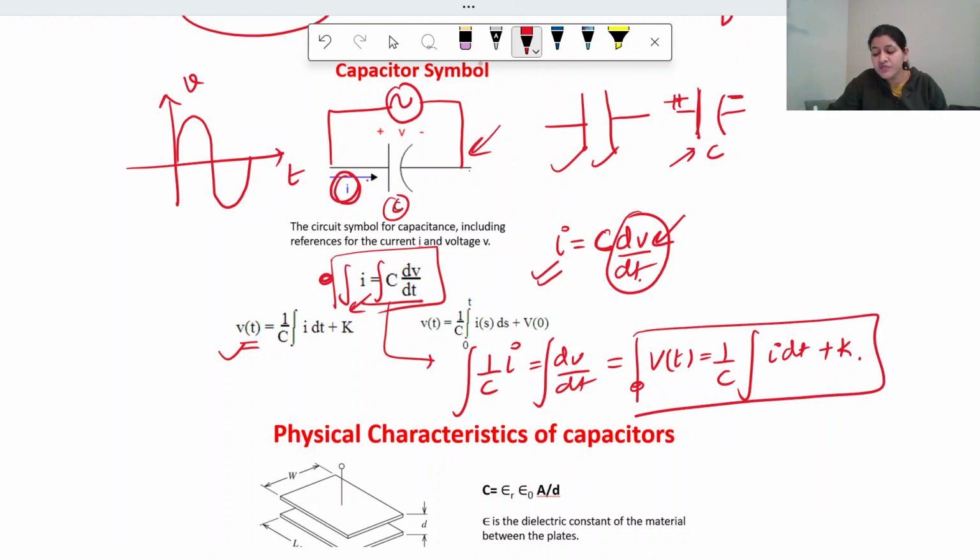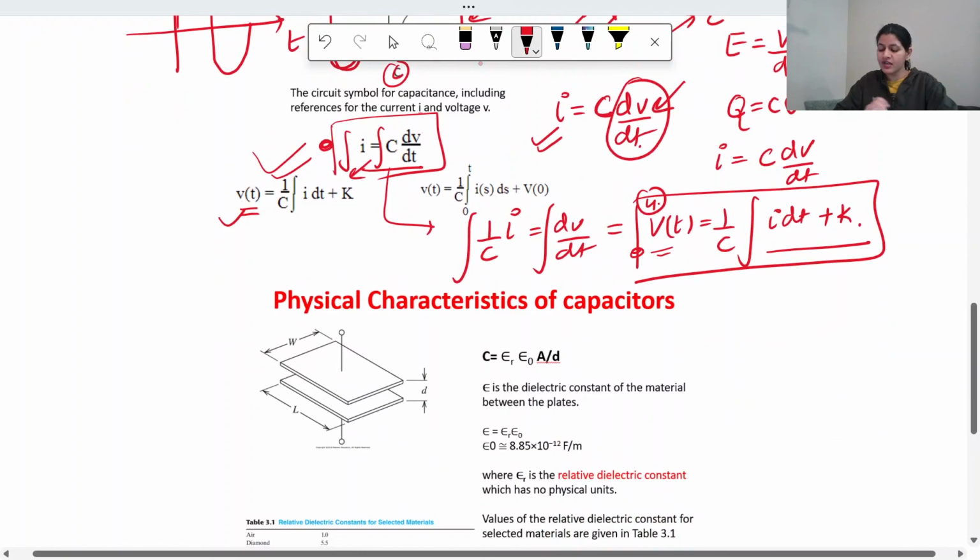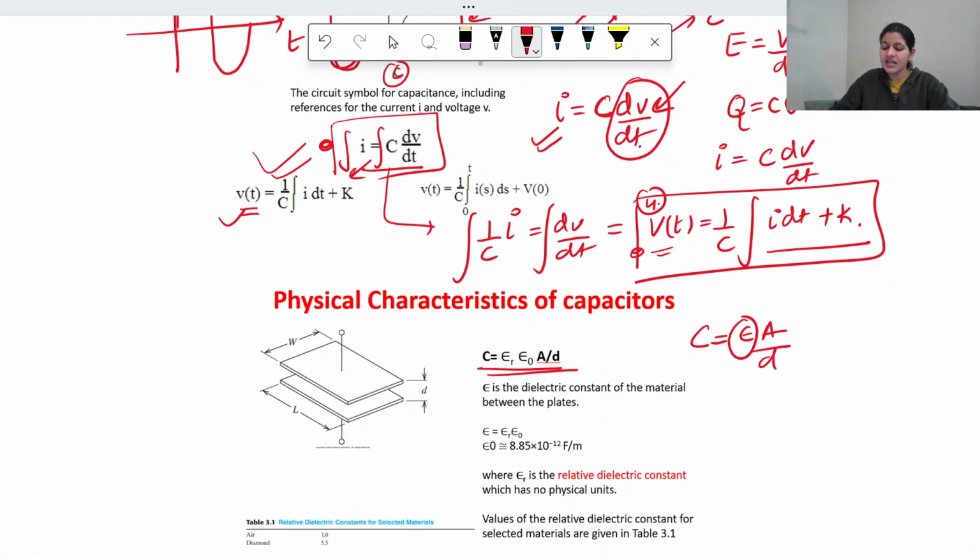So the first formula was E is equal to V by D. The second formula was Q is equal to CV. This is the third important formula, I is equal to C dV by dt. And from this, the fourth important formula is Vt is equal to 1 by C integral of I dt plus K. So these are the four formulas you need to remember. And there's one more last formula, which is this: capacitance is equal to epsilon A by D, where epsilon is a constant.